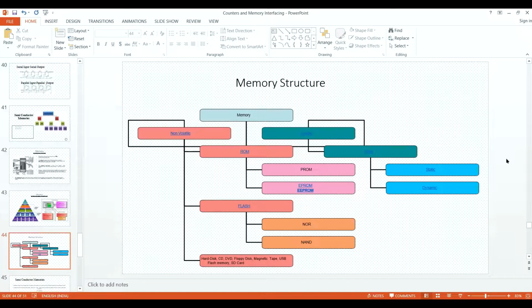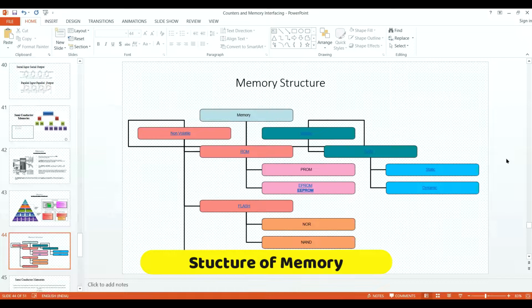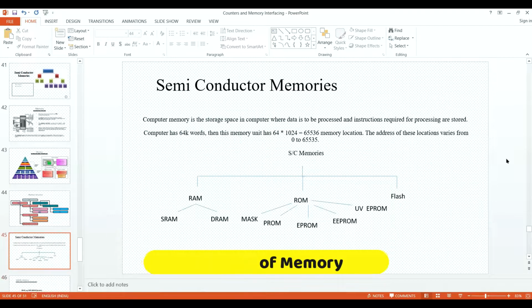Again, the repetition of this. You can check that memory is volatile and non-volatile. You know very well ROM and RAM. Then flash, where you have NOR and NAND, and hard disk, CD, DVD drives are also one kind of memory. Again, this is not clear to many students. When I say 64K, how much memory allocation does it have?